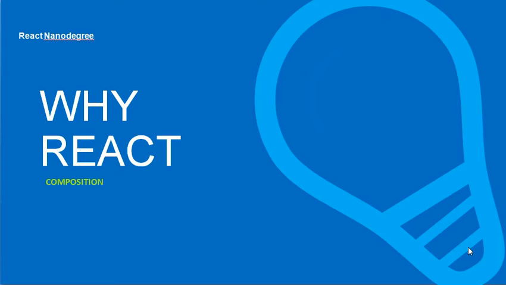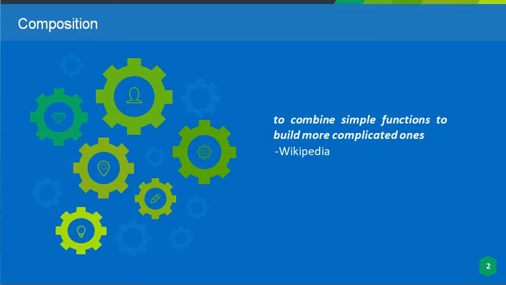So what is composition itself? Composition in React is just like it sounds. According to Wikipedia, composition is a way to combine simple functions to build more complicated ones. So it could be functions, it could be anything.